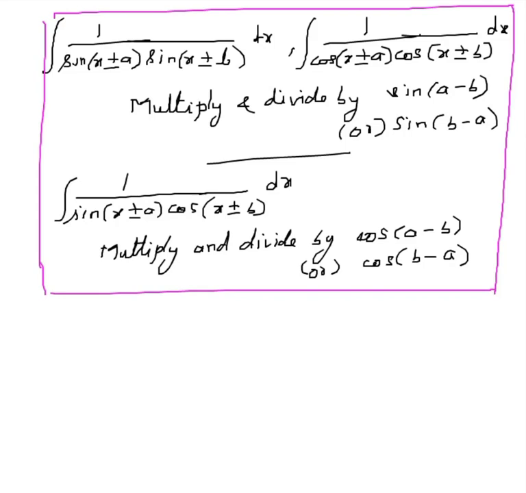Here the product of sine and cos, or both sine or both cos, is in the denominator, not in the numerator. If you have a product of sine and cos in the numerator, we could have used those sine (a plus b) plus sine (a minus b) formulae.